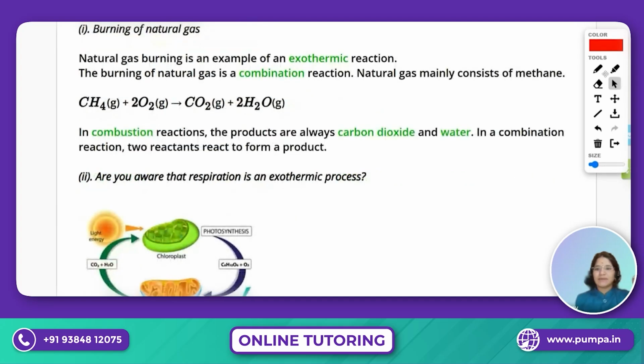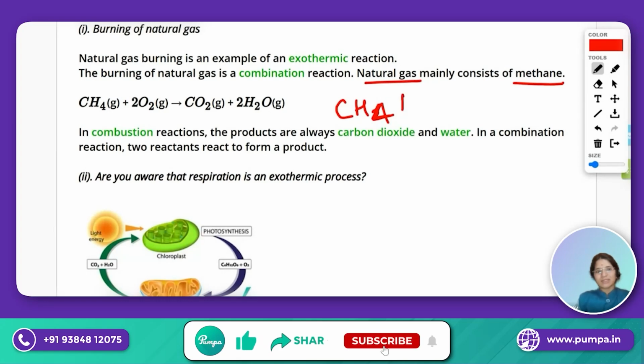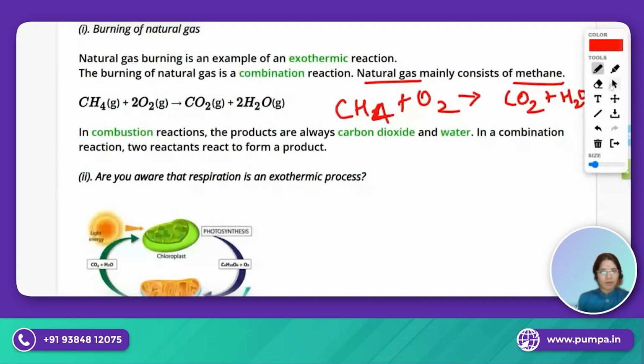Next, when you are burning natural gas, it mainly contains methane, that is, CH4 is the formula. Okay, CH4 is the formula. When it is burnt in the presence of oxygen, it forms carbon dioxide and some amount of water molecules are also formed there.